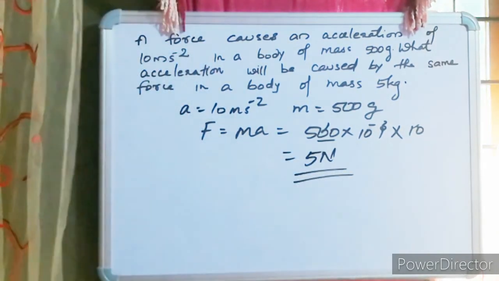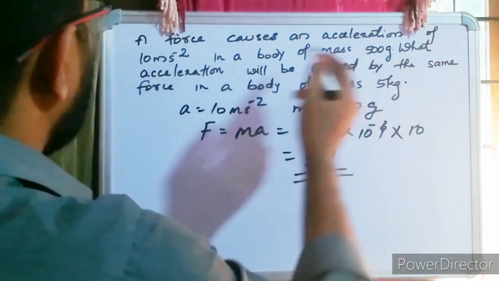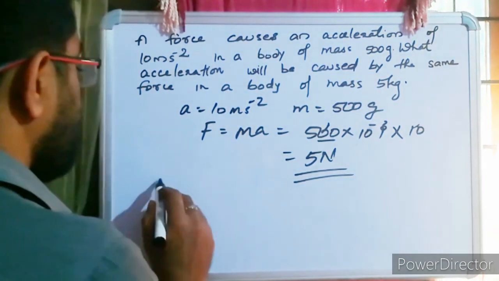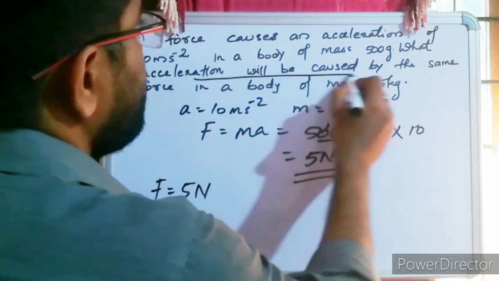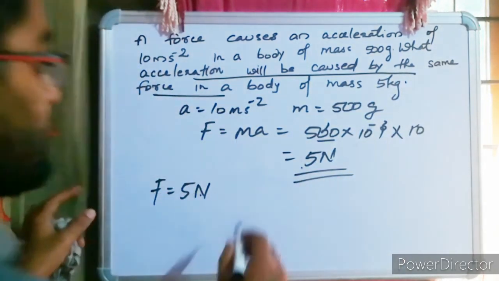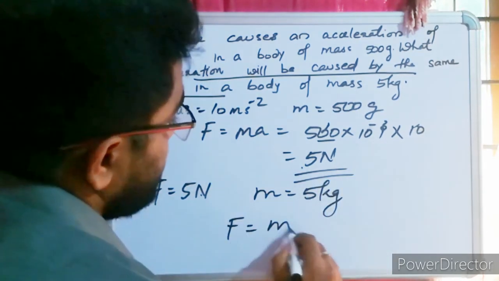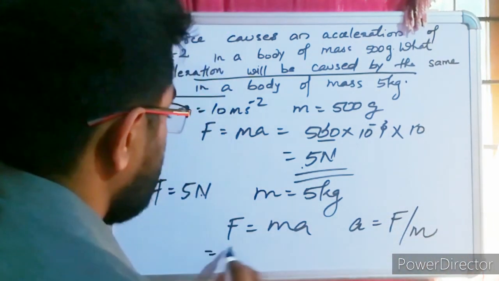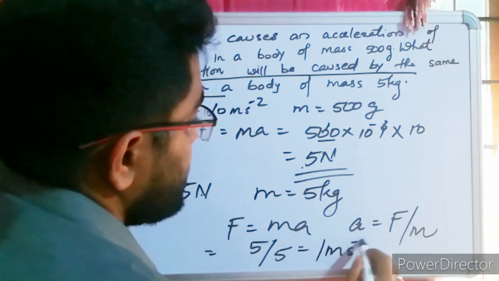You are asked to find the force, right? So 5 Newton. Again, what acceleration will be caused by the same force in a body of mass 5 kilograms? If the force is 5 Newton, what will be the acceleration if this force acts on a body of mass 5 kilogram? Again, F is equal to ma, so a is equal to F divided by m. So a is equal to 5 divided by 5, that is 1 meter second raised to minus 2.